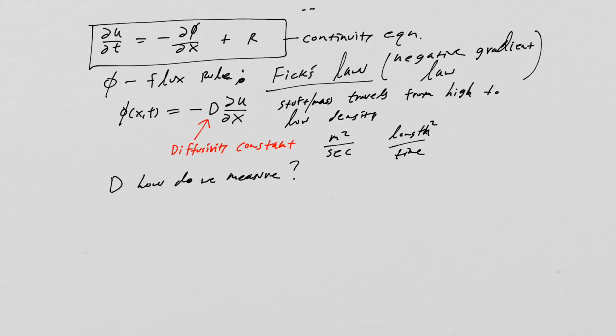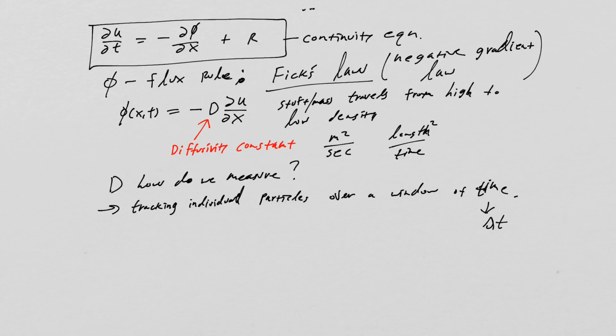Well, there's actually two ways. There's two understandings of this. The first understanding is really straightforward, and this involves tracking individual particles over a window of time. We're going to call that window of time delta t.